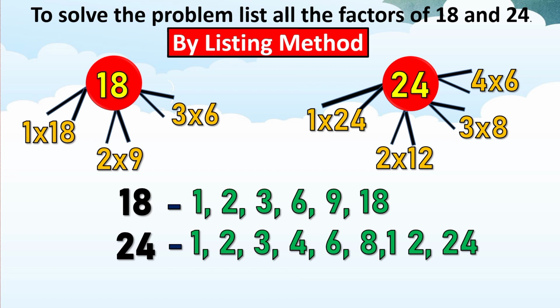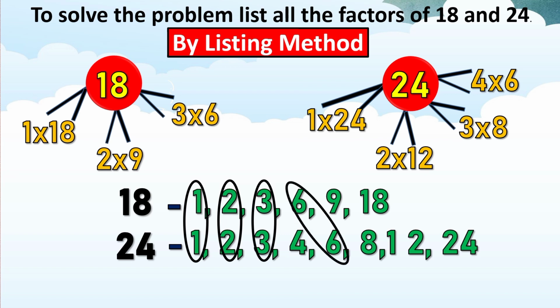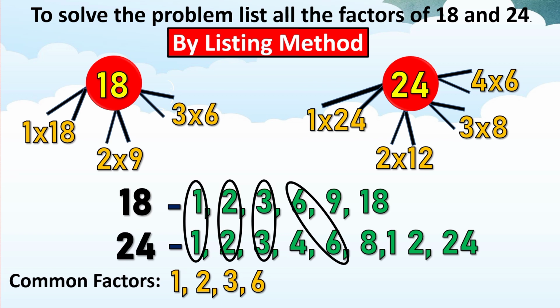Now, at this moment, let's encircle all the common factors. The common factors are 1, 2, 3, and 6. And the biggest, or the greatest, among these factors is 6. Meaning, the GCF of 18 and 24 is 6.